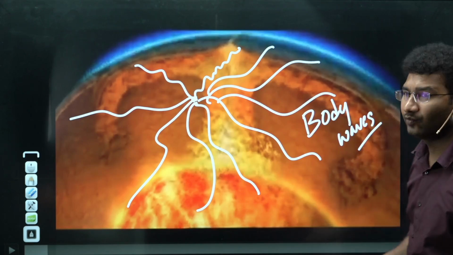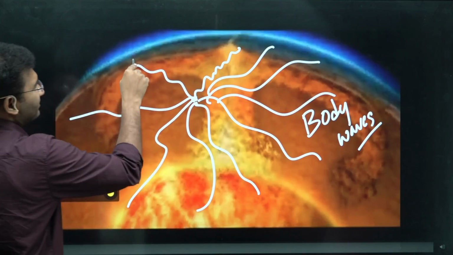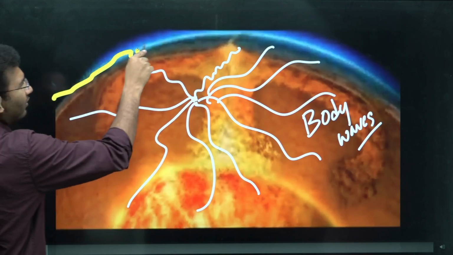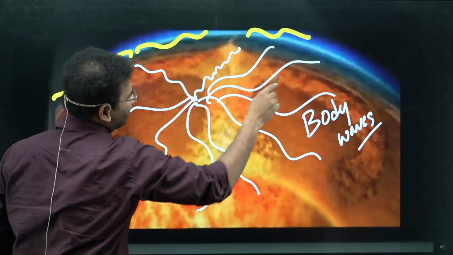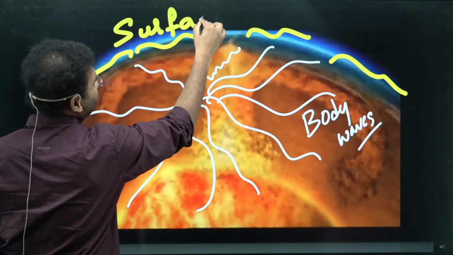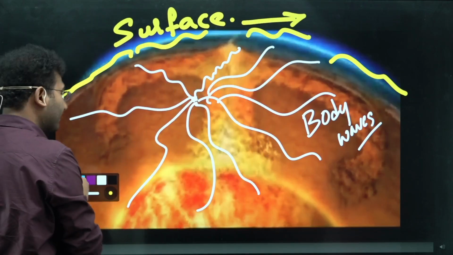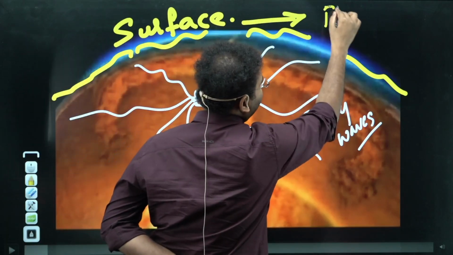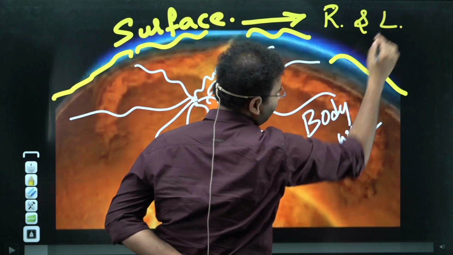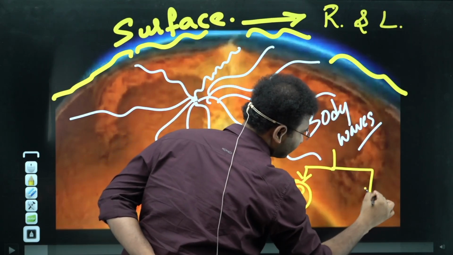Once this earthquake wave reaches the surface, it will travel on the surface like this. These are called surface waves. Surface waves are of how many types? They are of two types. One is the R wave and the other is the L wave. Body waves are also of two types, the P wave and the S wave.